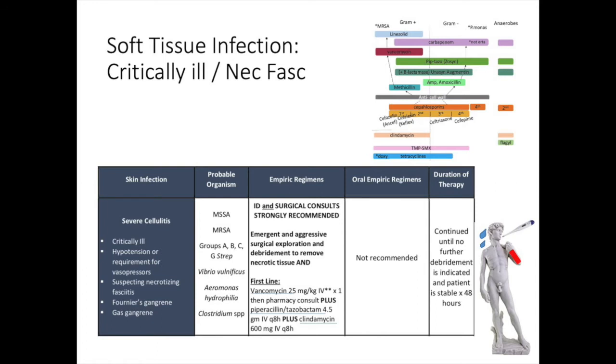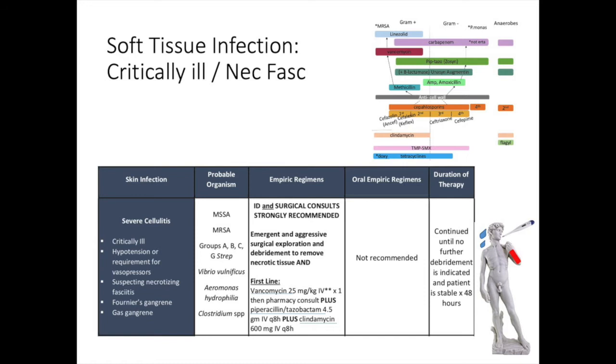First one of those is vancomycin. So vancomycin is going to help with covering our gram-positive and our MRSA. Then in addition to that, the recommendation is Zosyn or Piptazo, going to extend our coverage out to more gram-negatives, to Pseudomonas, to anaerobes, and then also clindamycin.